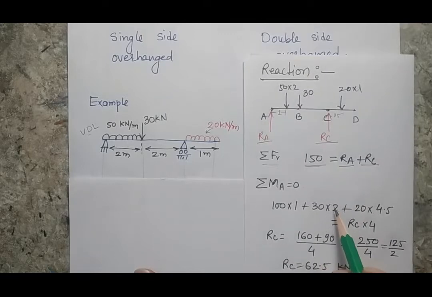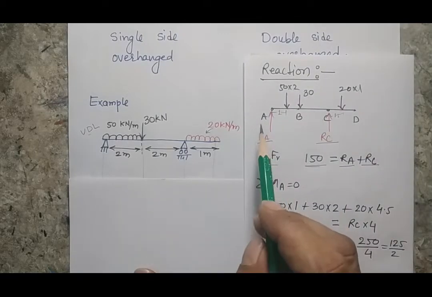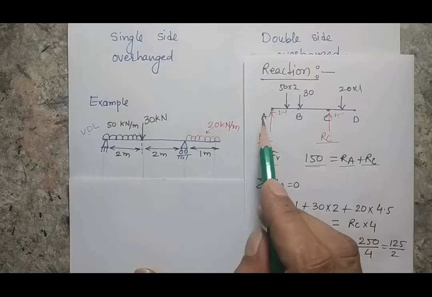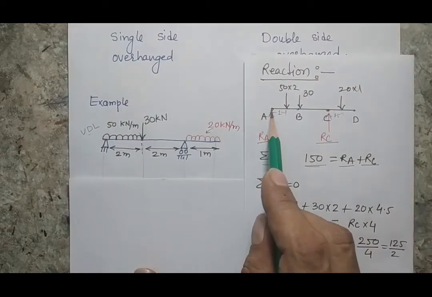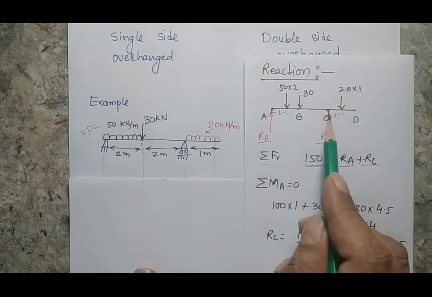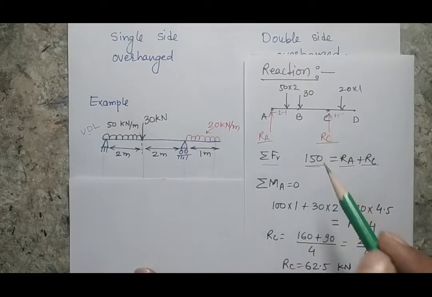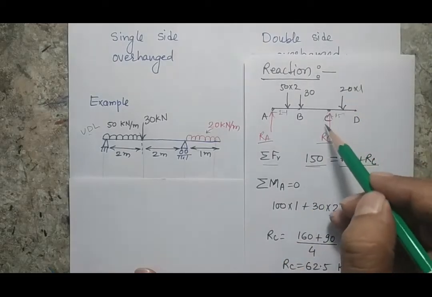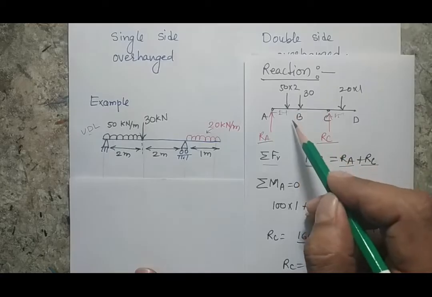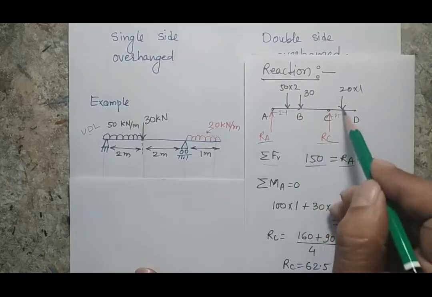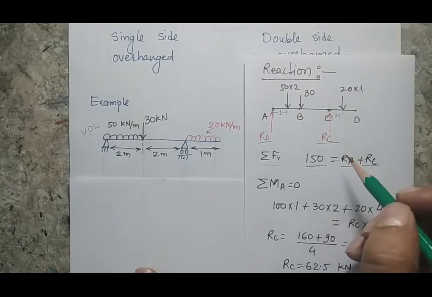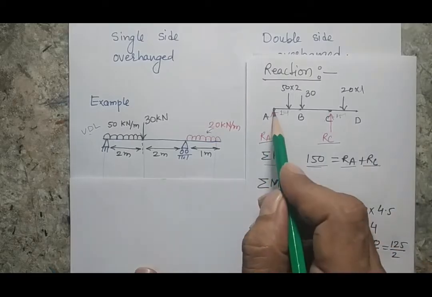The second equation I can get by taking the moment at any point. Normally what I do is calculate the moment at the extreme point, not at the midpoint, because when you take the moment at a midpoint, you have to take care of the sign, because 20 will have a clockwise moment, but 30 and the 50 into 2 will have a counterclockwise moment. So to avoid this confusion, let's take the moment at point A.